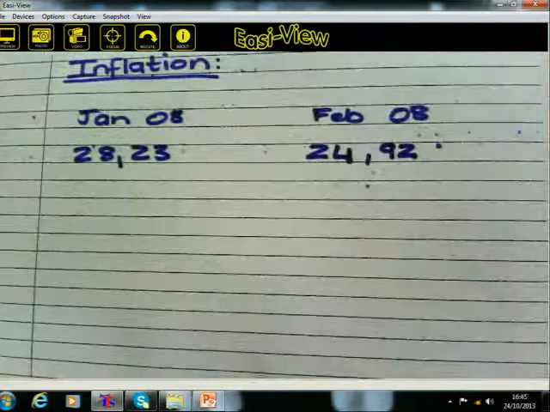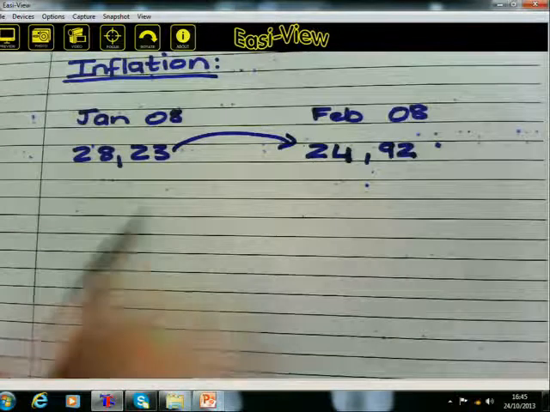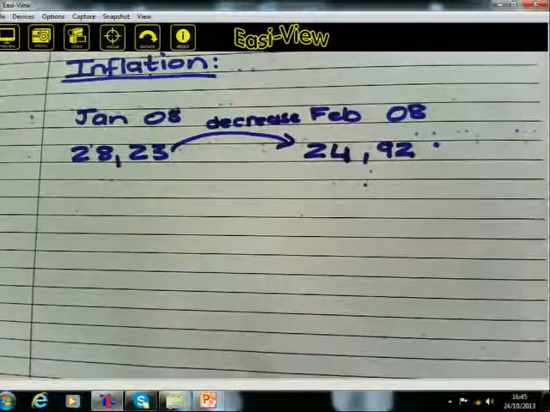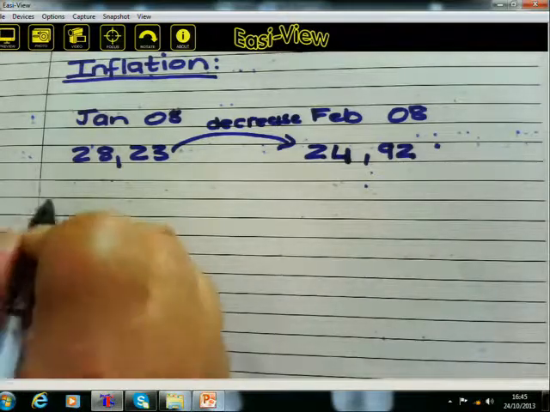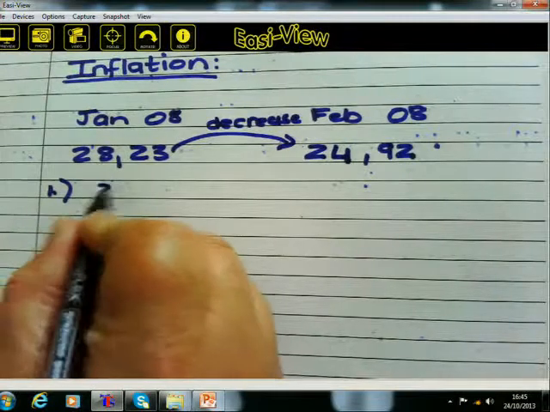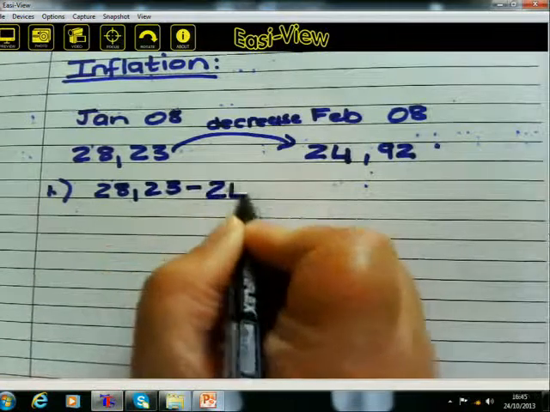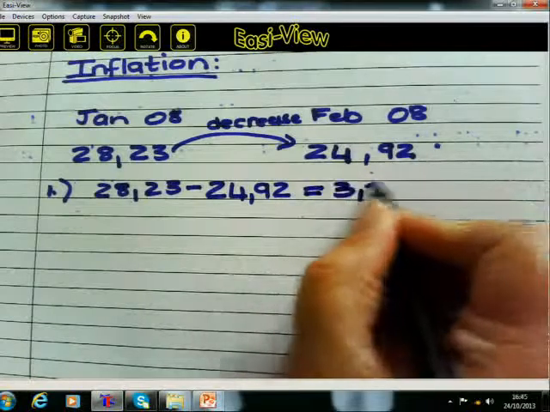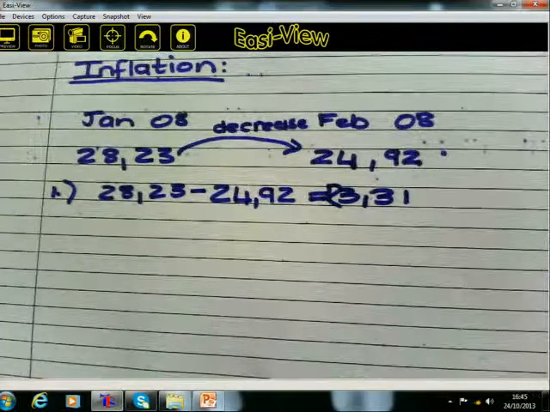So what is the first thing that you noticed? From 28 to 24, what happened? There was a decrease. So yes, the price of the chicken came down. So that was the first question. Question 1 asked, by how much did the price of the chicken change? So it will be 28 Rand 23 minus the 24 Rand 92. And if I subtract that, it gives you 3 Rand 31. That is by how much it decreased.